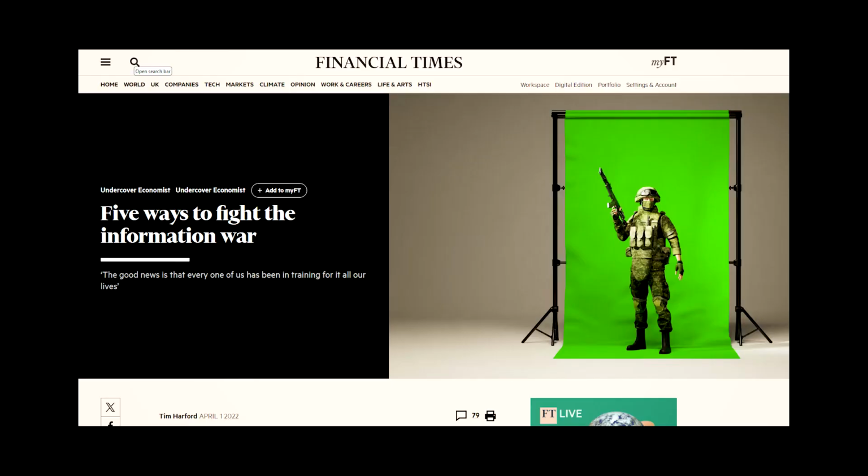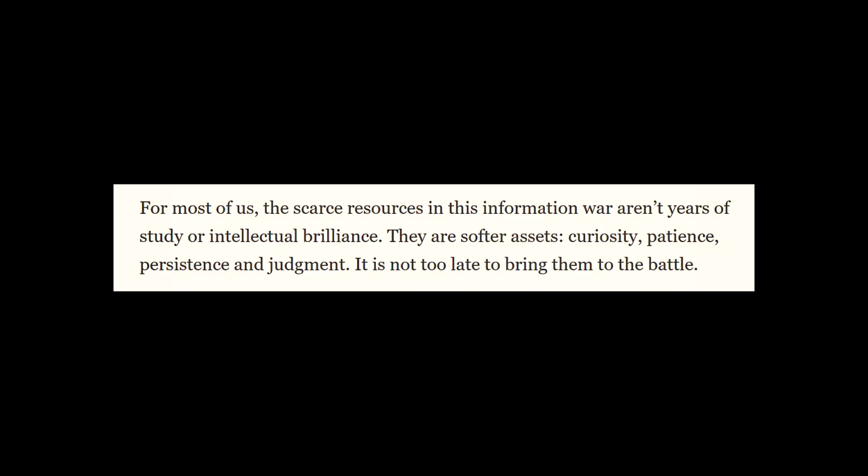Tim Harford concluded a column like this. For most of us, the scarce resources in this information war aren't years of study or intellectual brilliance, they are softer assets: curiosity, patience, persistence, and judgment. It is not too late to bring them to the battle.